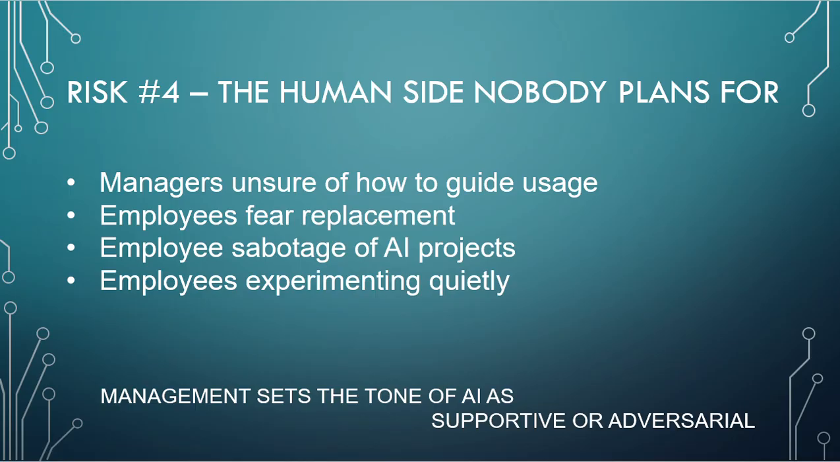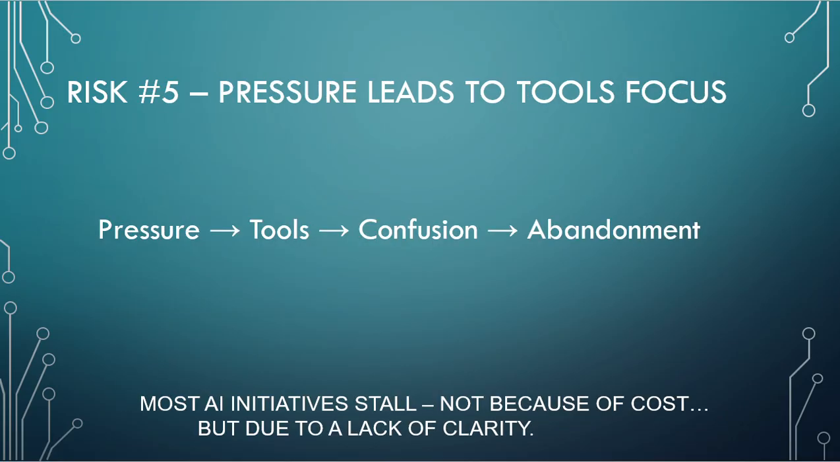And just remember, management sets the tone of AI as either supportive or adversarial. And if you create that adversarial tone, there's going to be a lot of backlash, and you're going to have a lot of problems with your AI programs. So risk number 5 is allowing pressure to lead you back to that tools focus.